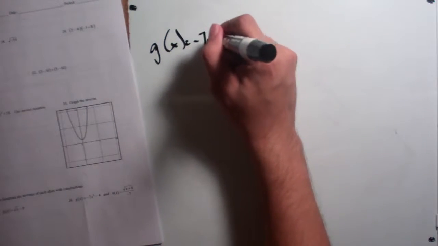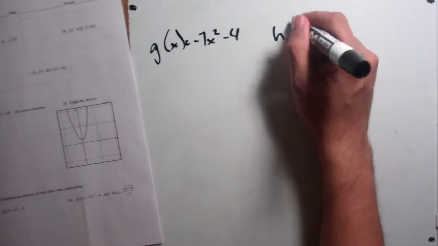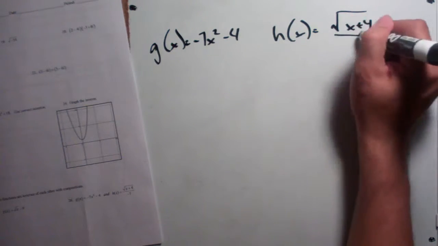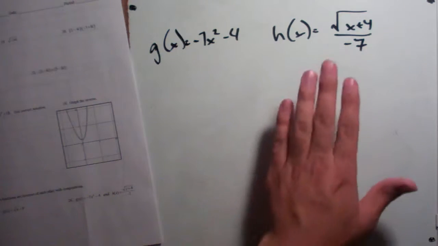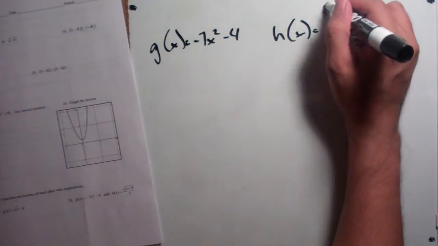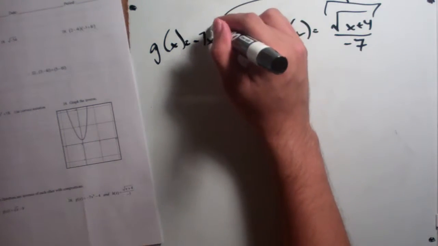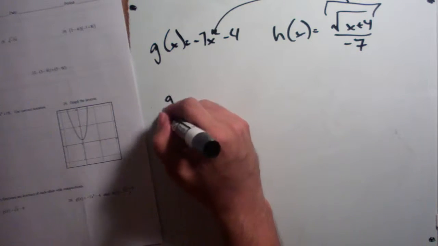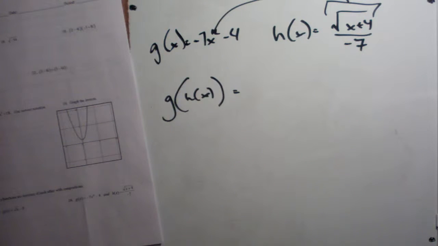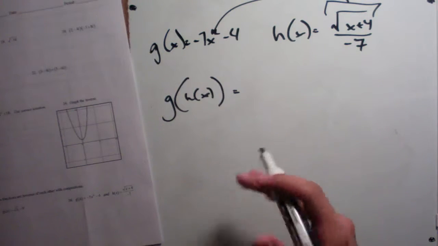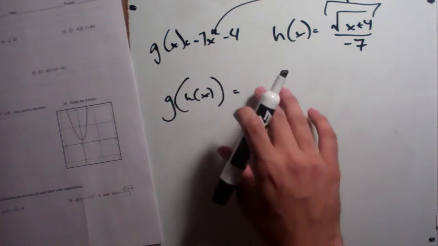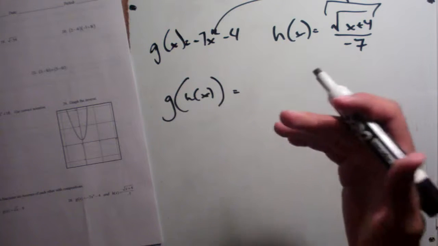Alright, let's do number 26. g of x will be negative 7x squared minus 4, and h of x will be radical x plus 4 divided by negative 7. I could put either in the other. I'm going to put h into x over here, so it's going to be g of h of x. And I know sometimes when you're doing or completing the test, your work can be a little bit all over the place. Make sure that you're organizing in this manner using equations and proper organization here.